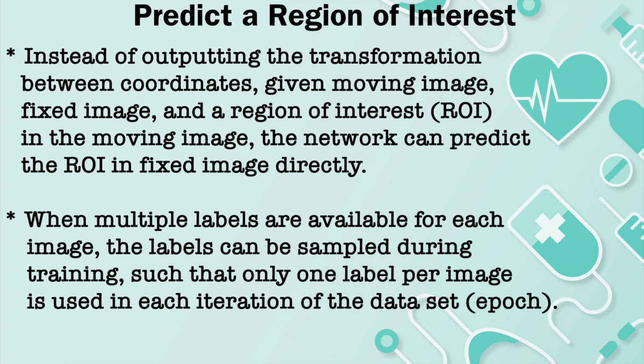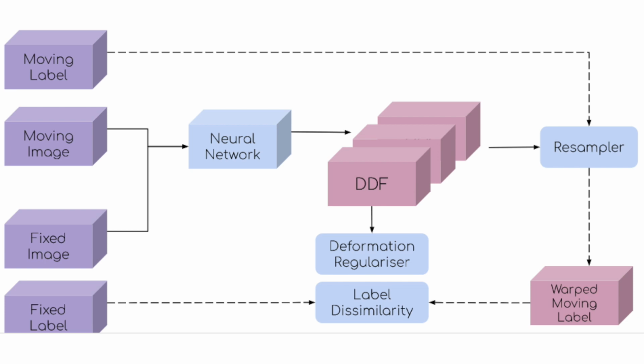In the moving image, the network can predict the ROI in the fixed image directly. When multiple labels are available for each image, the label can be sampled during training such that only one label per image is used in each iteration of the data set. Now, here we can see the portion of the neural network that can handle the DDF and DVF image sets and then perform the registration. After performing the registration, we can find the final output from the source.